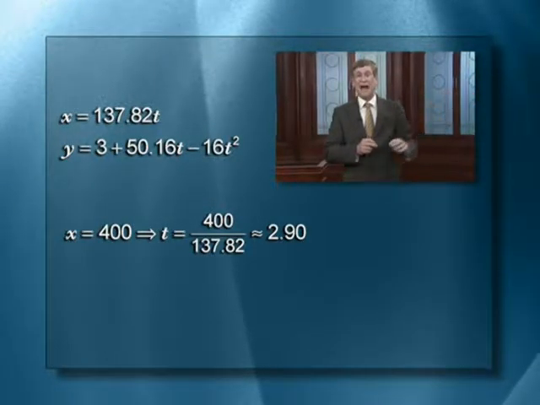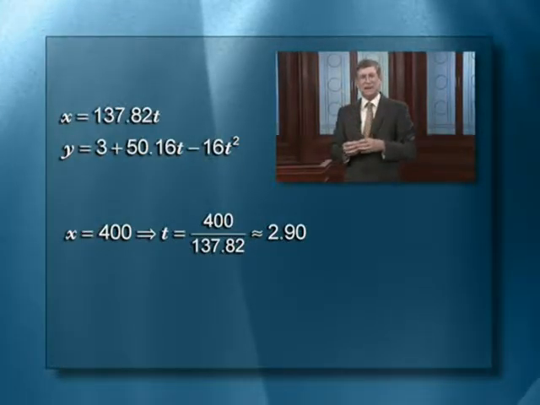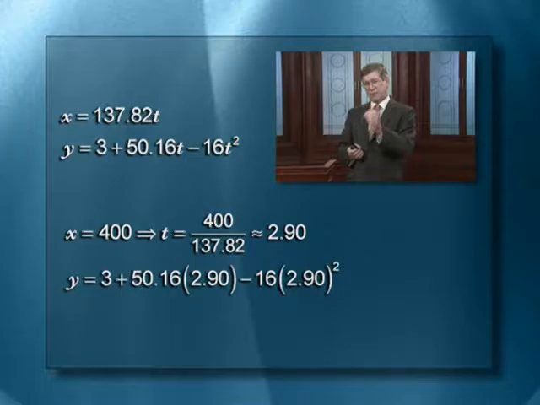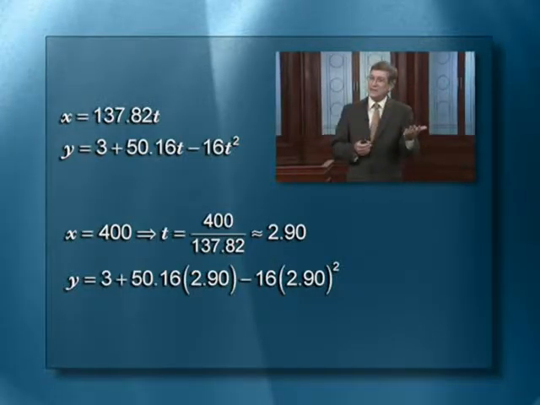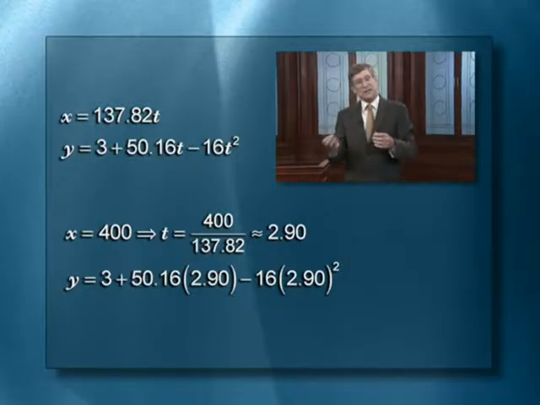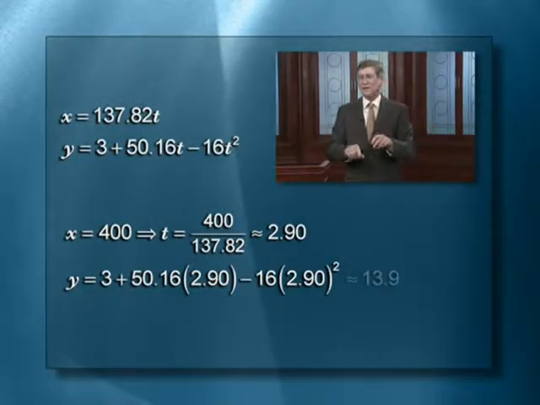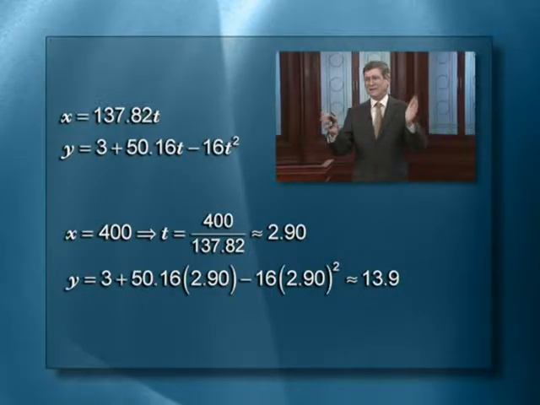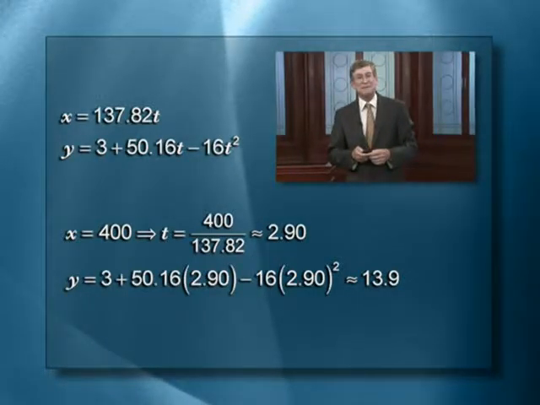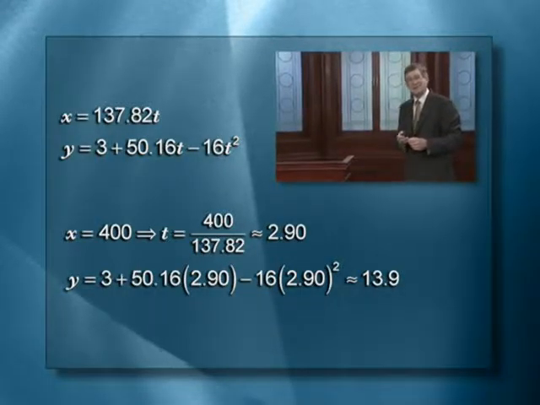Question, how high is it? Well, plug that t value into y. You get 3 + 50.16 times the time, 2.9, minus 16 times the time squared. Plug that into your calculator. It's a home run. It's about 13.9 feet. It clears the fence by 3.9 feet. Isn't that cool? Nice problem.